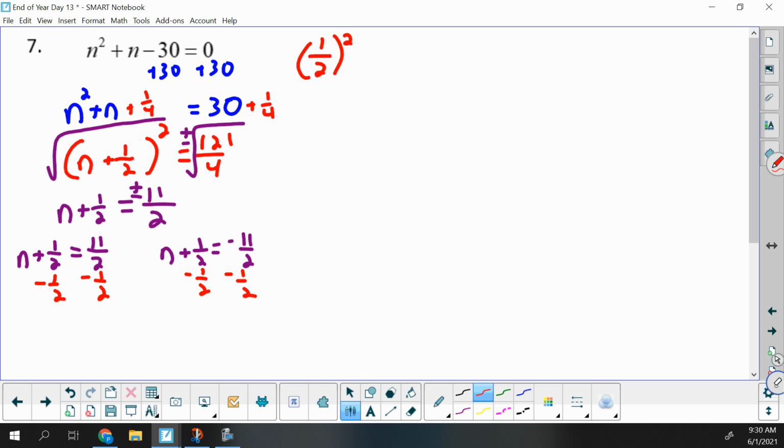Eleven halves minus 1/2 gives us 10/2. 10/2 is the same as saying 5. Negative 11 minus 1 gives us negative 12/2. Negative 12/2 is the same as saying negative 6.